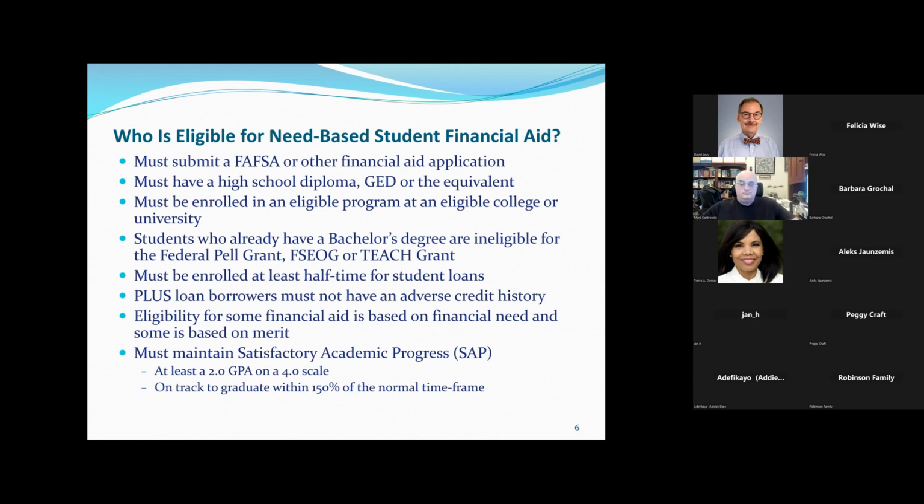Eligibility for some financial aid is based on financial need and some is based on merit. The student must also maintain what the government calls satisfactory academic progress, or SAP. That is, they have to have at least a 2.0 grade point average on a 4.0 scale, and they must be on track to graduate within 150% of the normal time frame. The student must also not be in default on a federal student loan or owe a refund on a federal student grant or loan overpayment.